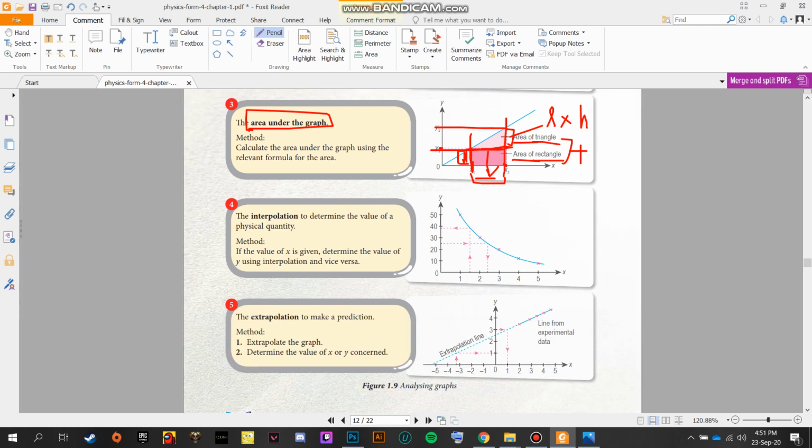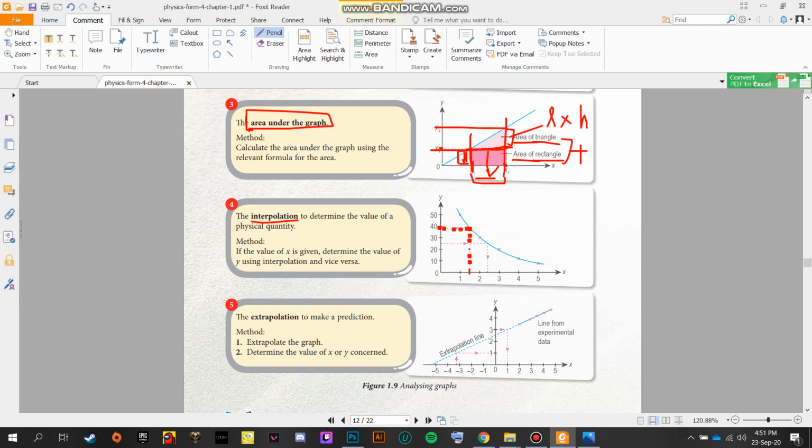Now the next one is the interpolation to determine the value of the physical quantity. If the value of x is given, determine the value of y using interpolation and vice versa. For example, if they already gave the value of x, for example 1.5 here, and this is the graph, we can actually find the value of y for this particular point. All you have to do is take your ruler, draw it all up here so that you can get to this point, then draw it to the side so that we can see what's the value of y. For this example, the value of y is around 39, around there.